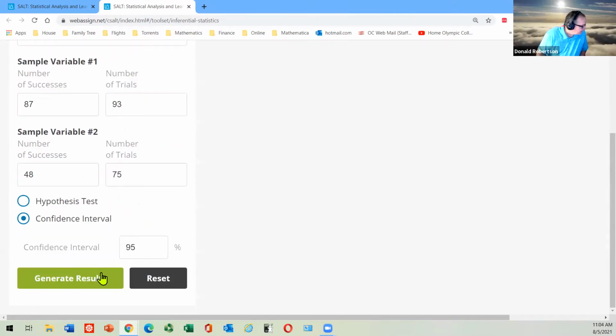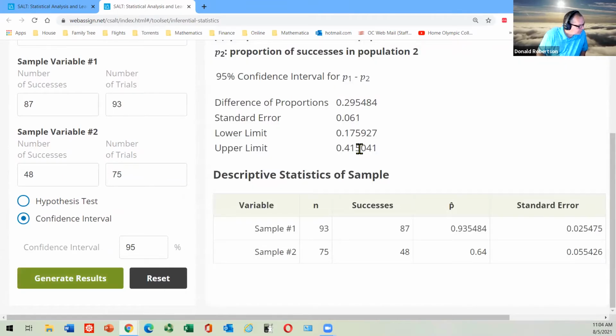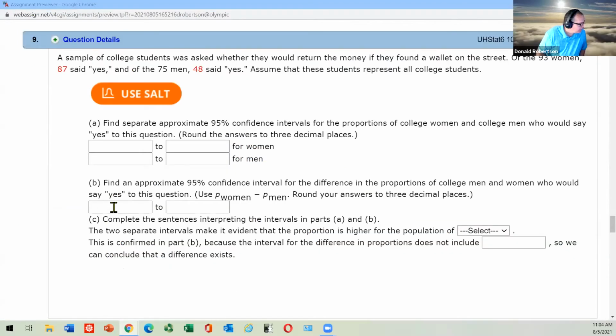Confidence interval 95, generate the results. And the lower limit 0.176 and upper limit 0.415. So I should be able to take that and plug it in here. So it's going to be 0.176 to 0.415. Okay.